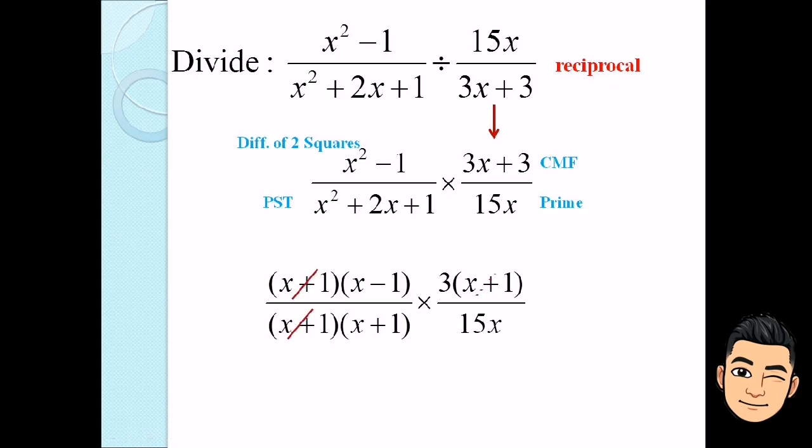Okay, so we can cancel x plus 1 and x plus 1. Another x plus 1 and x plus 1. We can cancel 3 and 15. That will become 1/5. Okay, that will be the lowest term of 3 over 15, 1/5. And then we just combine by multiplying the numerators and the denominators. So our answer is x minus 1 over 5x.